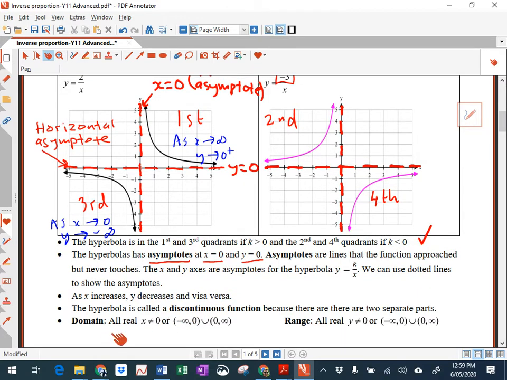Now what about the domain? Domain is all real x except for 0. This is how we could write that. We go from minus infinity to 0, union with 0 to infinity. The range is all real y except for 0, and this is the other way we could write the range. Okay, so really, x equals 0 and y equals 0 are the only values which are not allowed for this function.